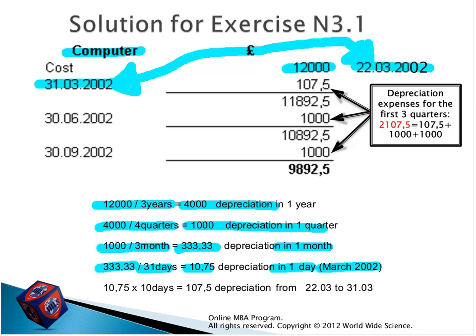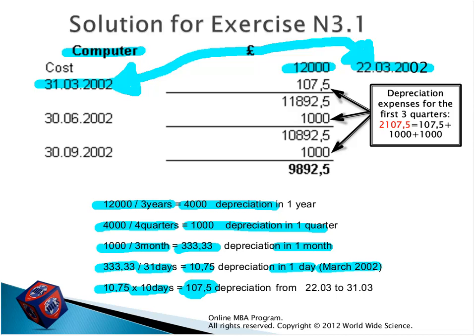And then, as we know that we have 10 days, which would end by the quarter, we must find the depreciation cost for the 10 days only. Just take your depreciation expense in 1 day, 10.75, and multiply by the 10 days. And here is the depreciation cost, which is 107.5, the expense for the first quarter.